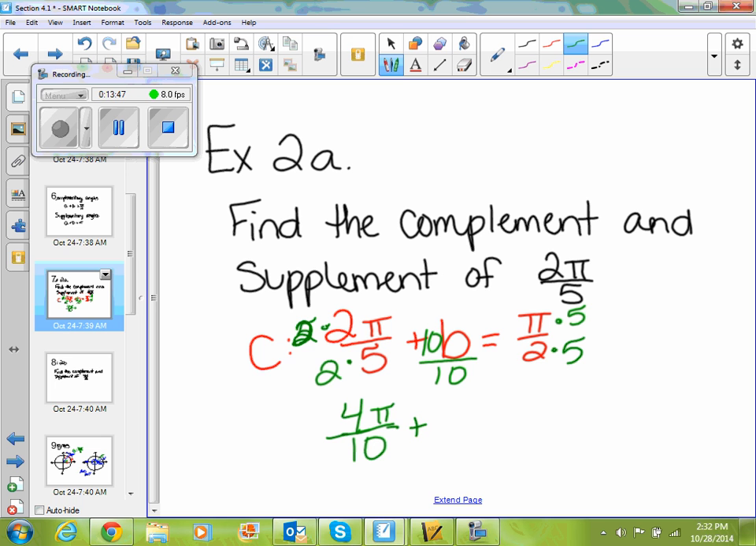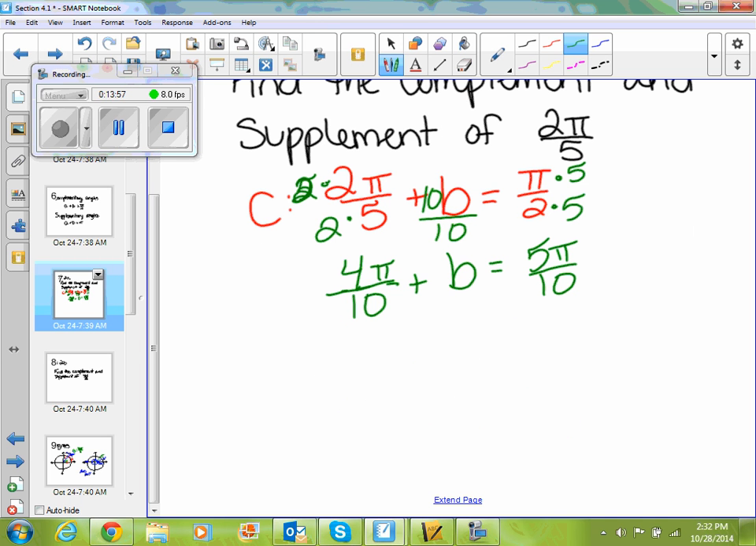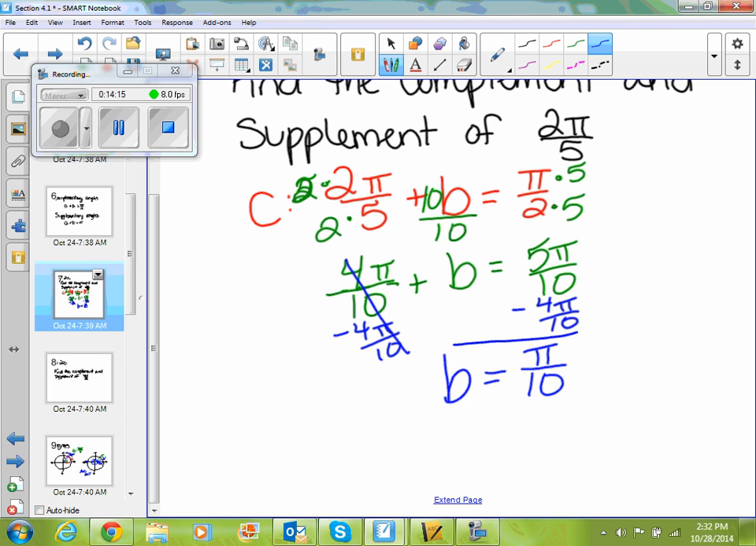4 pi over 10 plus some angle b equals 5 pi over 10. Once I know that, I can subtract 4 pi over 10 to solve for b. So 5 minus 4 is 1, so I just get pi over 10. So my complement is going to be pi over 10.